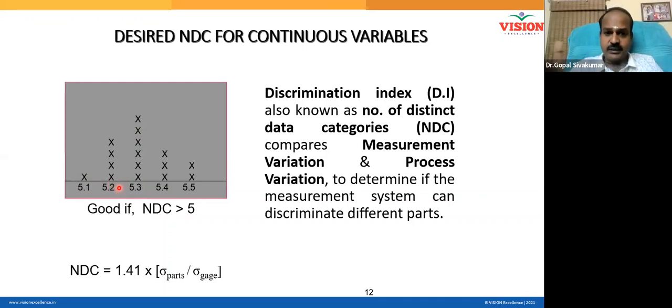That means the number of categories increases. You can understand that when you have equipment with a better resolution, the NDC improves. So whenever your NDC is not sufficient, one idea to improve it is to go for equipment with a better resolution. And this is the statistical formula. You will gradually understand the meaning of sigma gauge and sigma parts.